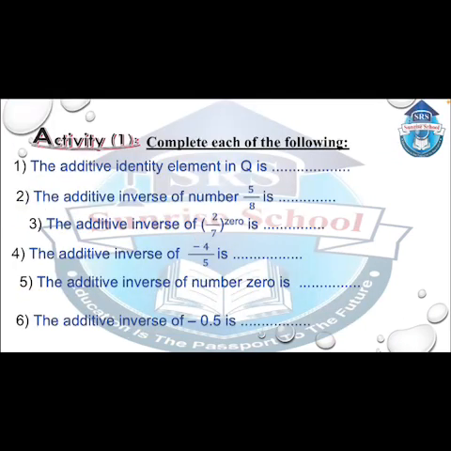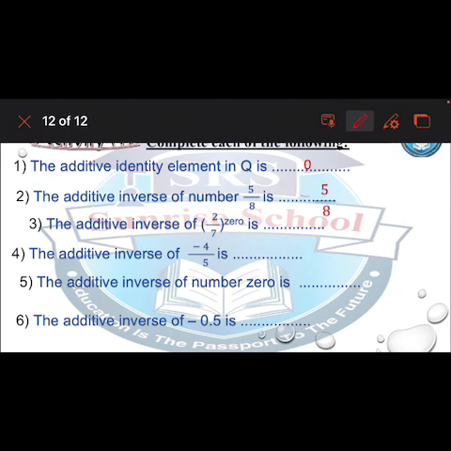Complete each of the following. 1. The additive identity element in Q is. We said before that the additive identity is 0. Excellent. The additive inverse of 5 over 8. What is the additive inverse? Yes, I will change the sign. It will be negative 5 over 8.